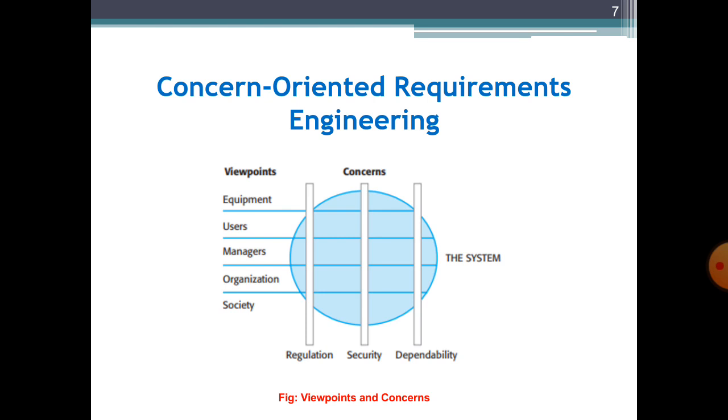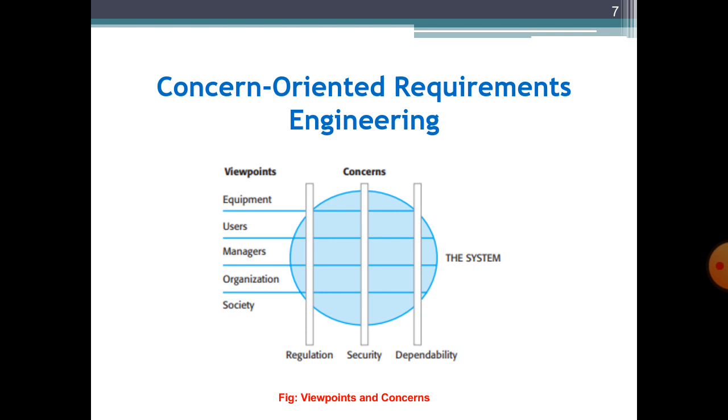As you can see in this diagram, our main concerns are regulation, security, and dependability. And here on the top, sorry, left side, our viewpoints are written: equipment, users, managers, organizations, and society. So a viewpoint is basically a requirement engineering technique from the equipment point of view, user point of view, manager's point of view, organization and society point of view. All of these viewpoints are gathered in software requirement engineering. You just need to know that a viewpoint is basically a requirement engineering technique.